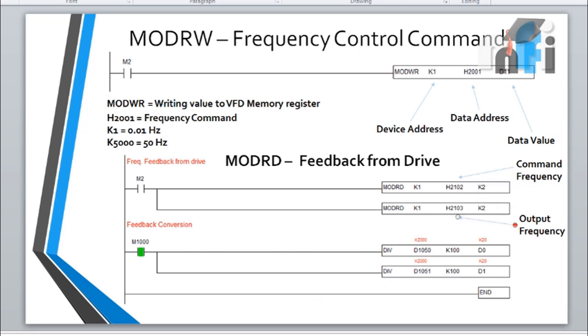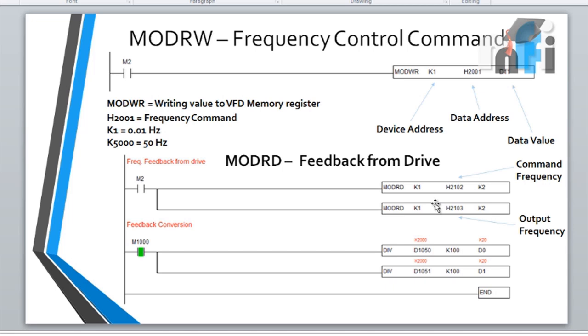So all these registers, you don't have to mug it up. It is typically present in the manual of your drive. Okay, this is always there, or if you don't have it in your manual, you can Google it out. Manufacturer always provides you with the data registers of Modbus. Okay, that's the command frequency, that is the output frequency.